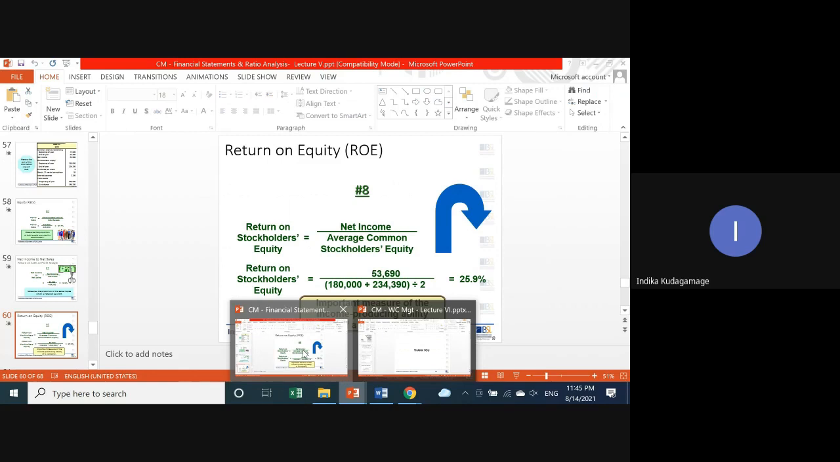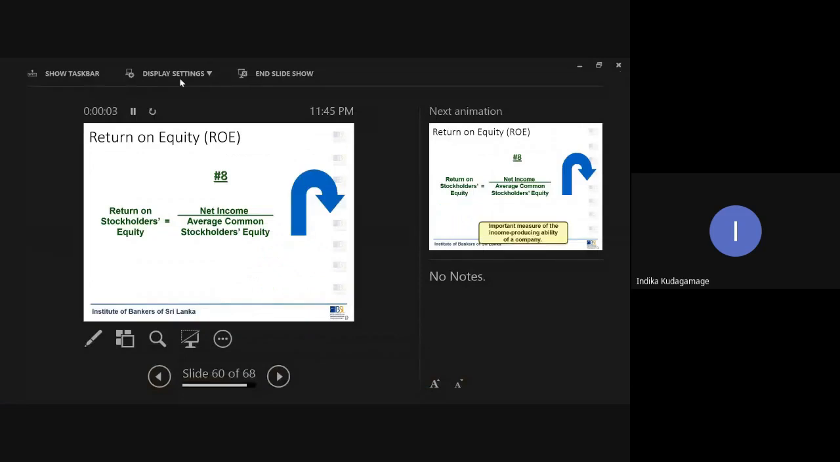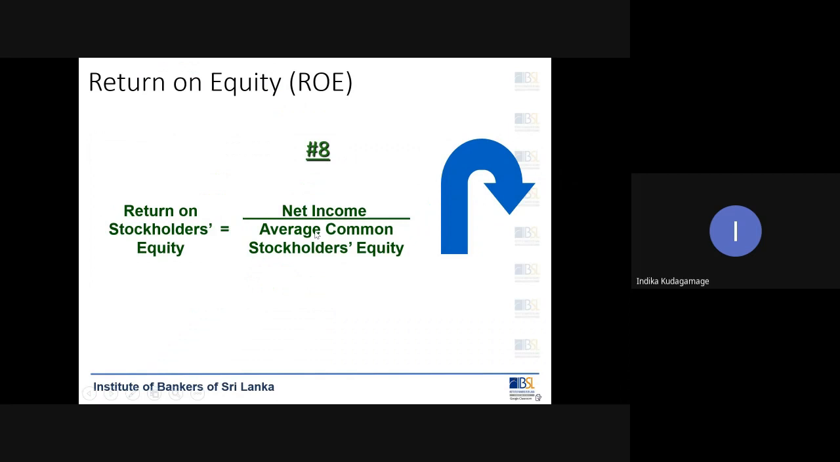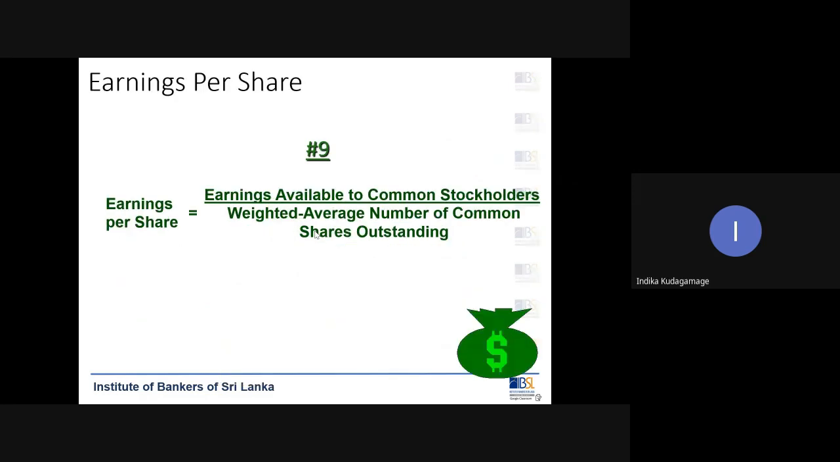Then we discuss this, then we discuss that. Then we come to the market ratios. The first market ratio is earnings per share. What is the income we get per share?